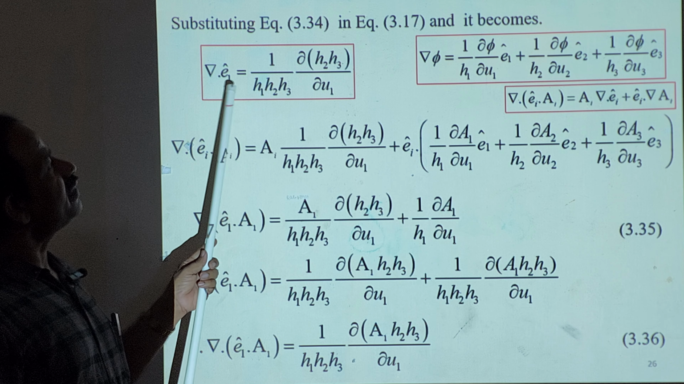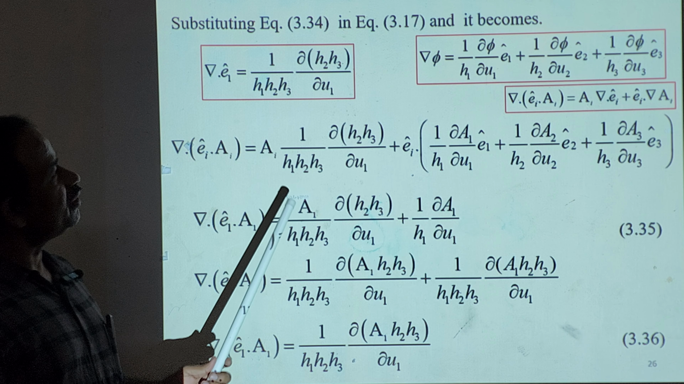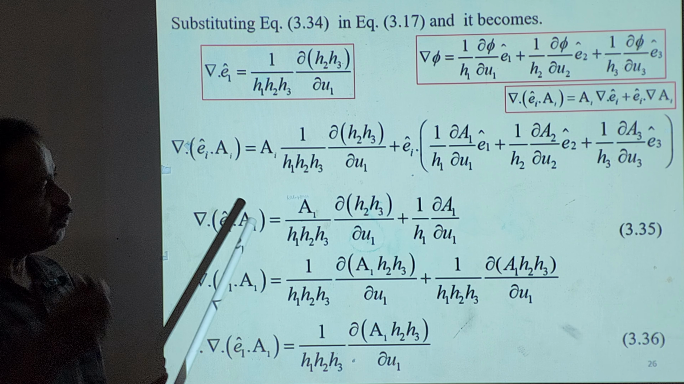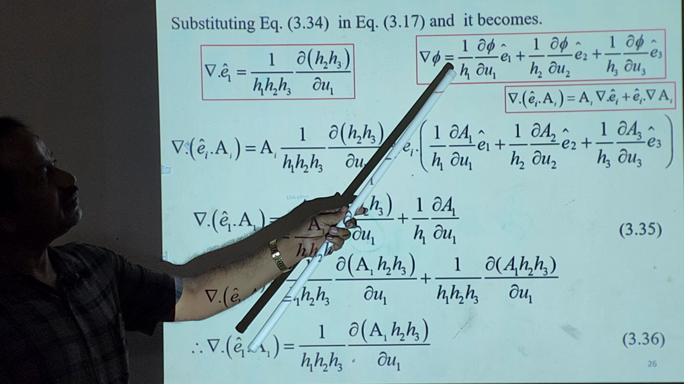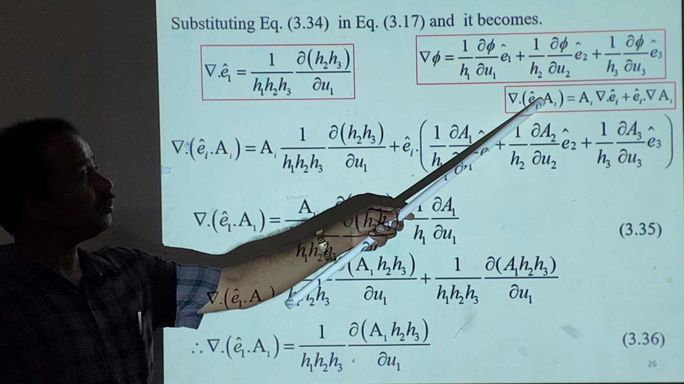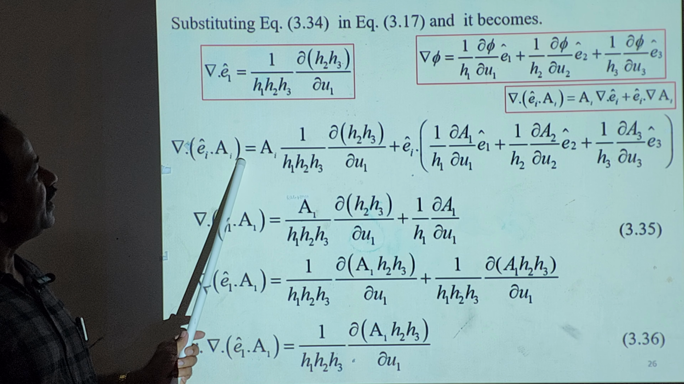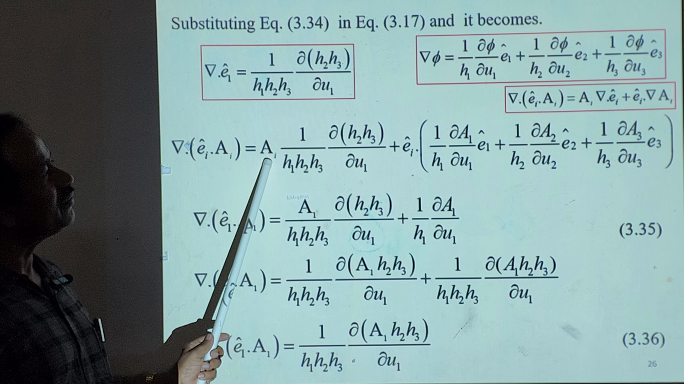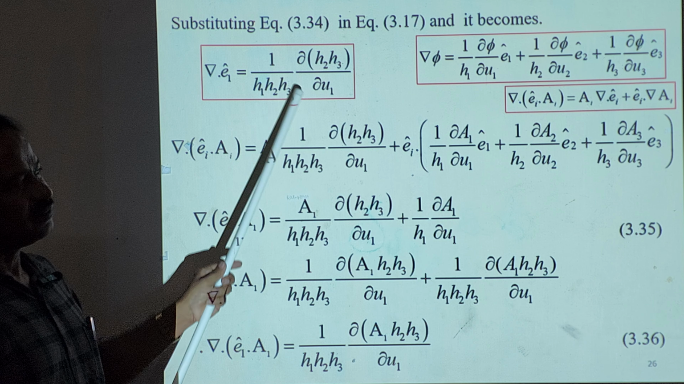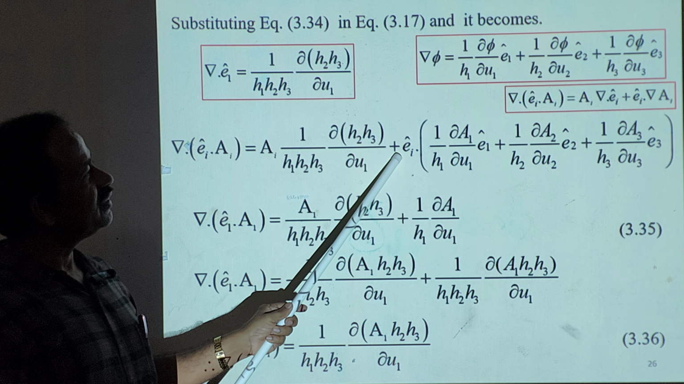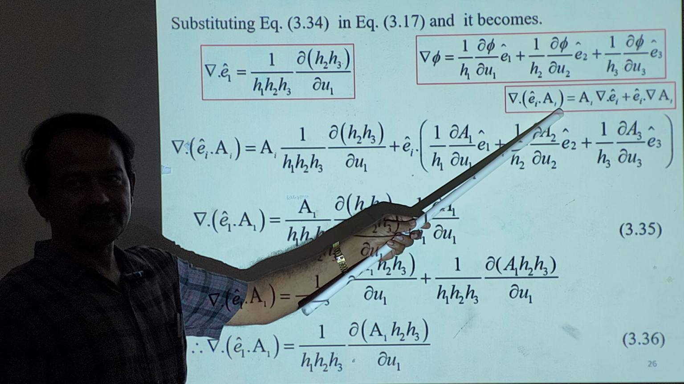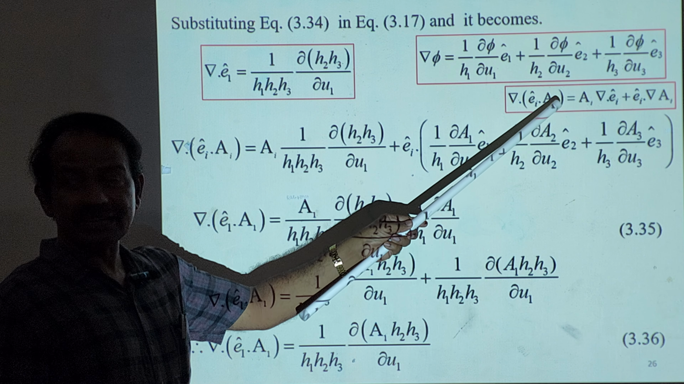Okay. Similarly, substituting equation 3.34 here in 3.17. So we are going to substitute 3.34 in 3.17. 3.17 is given by this. This is what we need. So del dot of e1 a1 is equal to, we have a1 del dot e1, and del dot e1 is given by this, plus e1 dot del a1. We need to calculate only this one.